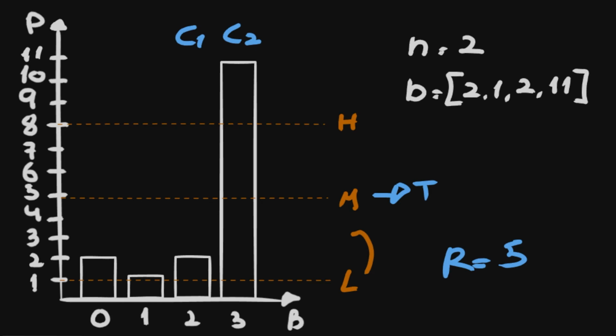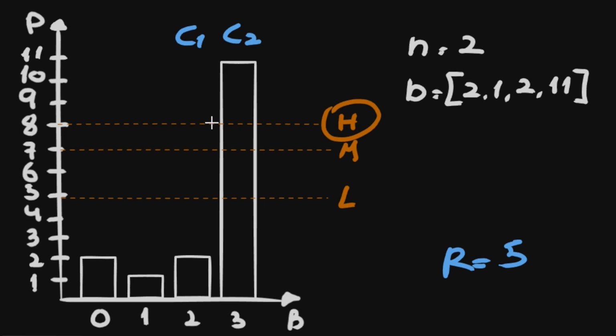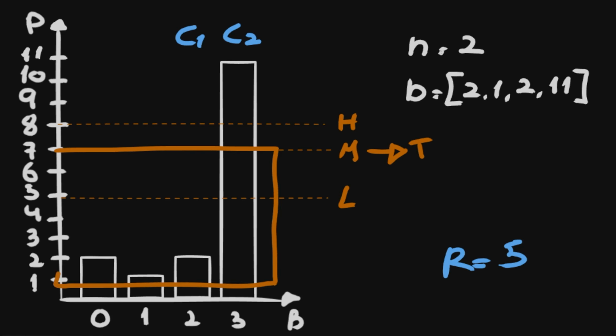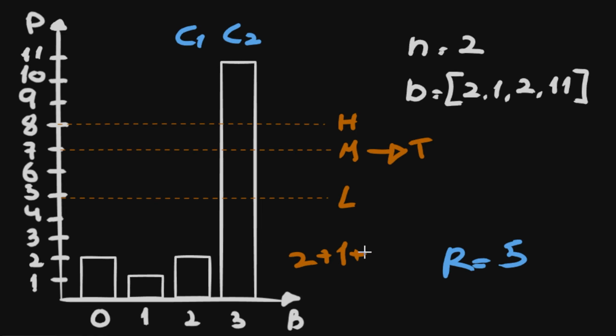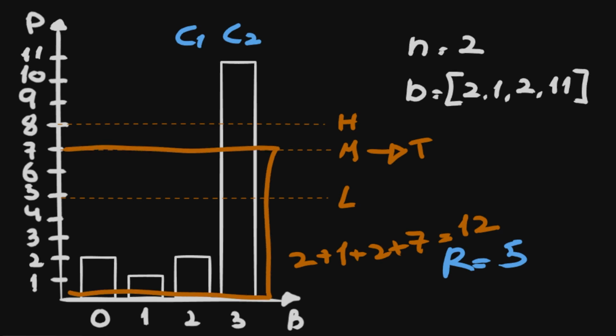So we move left to mid. So now high is 8, low is 5, and mid is 7. We are rounding up this number. So this is our current target. We only care about anything that's below this target. So the question here is, how much power do we have in this range? Well, we have 2 plus 1 plus 2 plus the minimum between 11 and the target, which is 7. And the result here is 12, meaning here we have a power of 12.